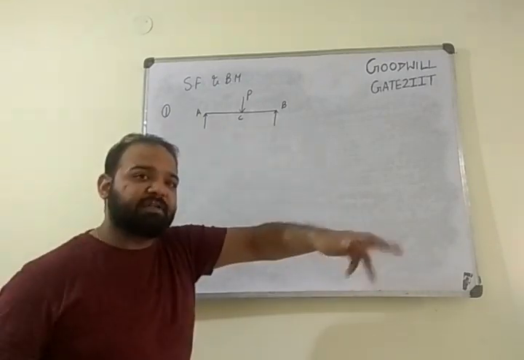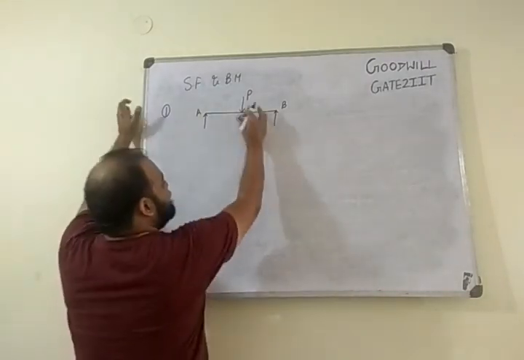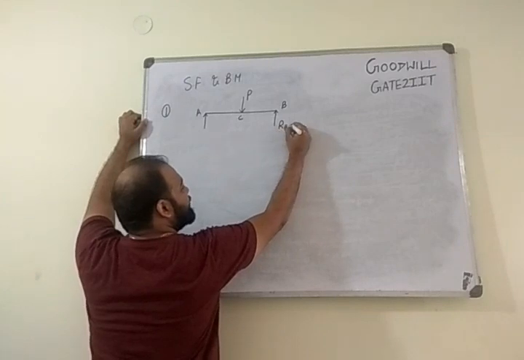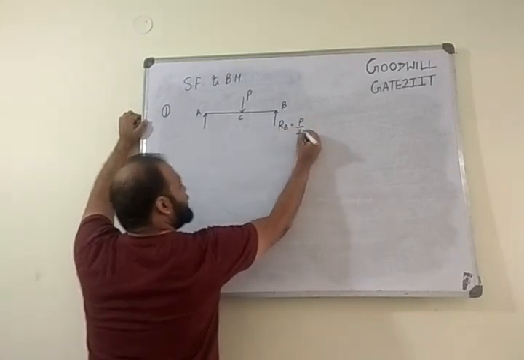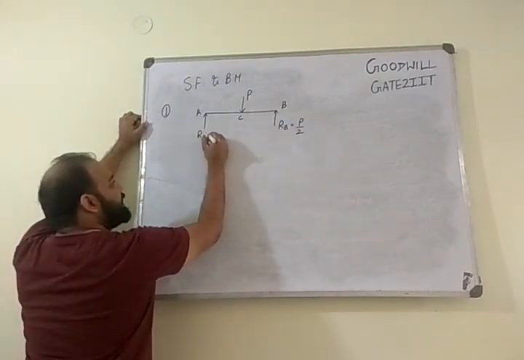So you can refer to the previous lecture for calculations. Because it is symmetric for the time being, I can happily say this is P by 2 and the reaction at A is P by 2.